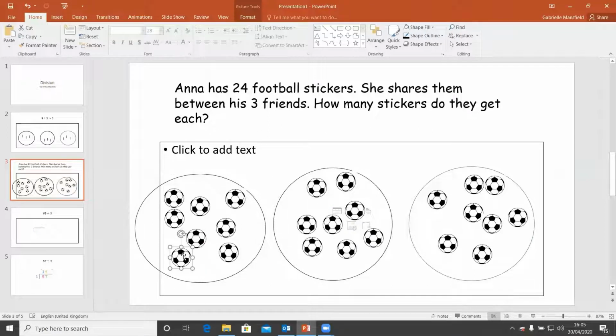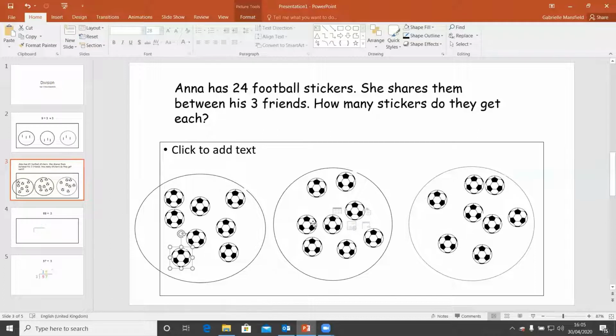Okay, now I have shared out my football stickers into my 3 sharing circles. I'm going to count how many are in one of my sharing circles. So I've got 1, 2, 3, 4, 5, 6, 7, 8. And I'm just going to check that this is equal in all of my sharing circles.